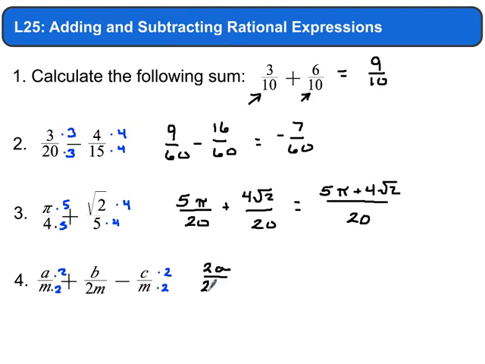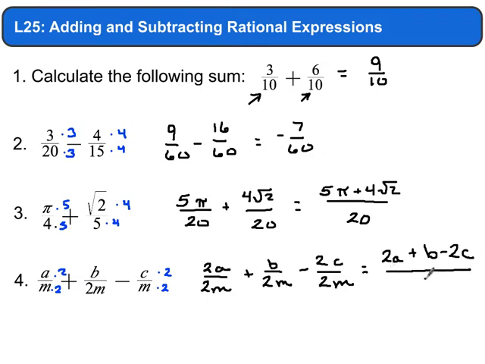2a over 2m plus b over 2m, that middle fraction remained unchanged, and then 2c over 2m. So again, none of these are like terms in the numerators. So we just end up writing 2a plus b minus 2c, and all that's over the common denominator, which is 2m. So this is what we're going to be showcasing today, just varying levels of difficulty and so forth.